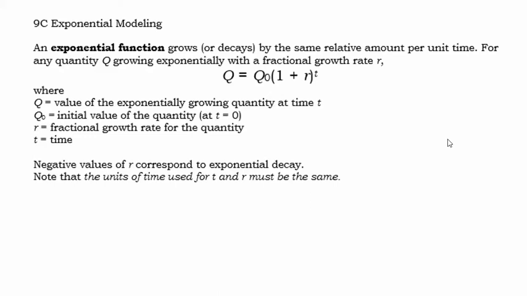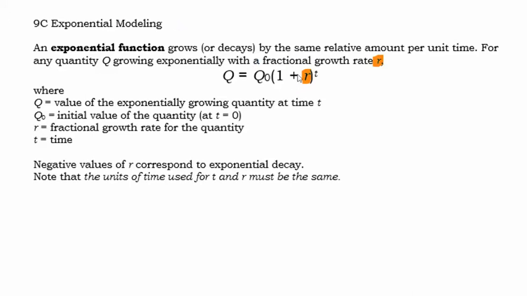So when it's talking about a fractional growth rate, usually this is presented to us in the form of a percent. For example, if we have a growth rate of 5%, then we would put 1.05 right here for our growth factor. Okay, if it's decaying, then we would put that as a negative.